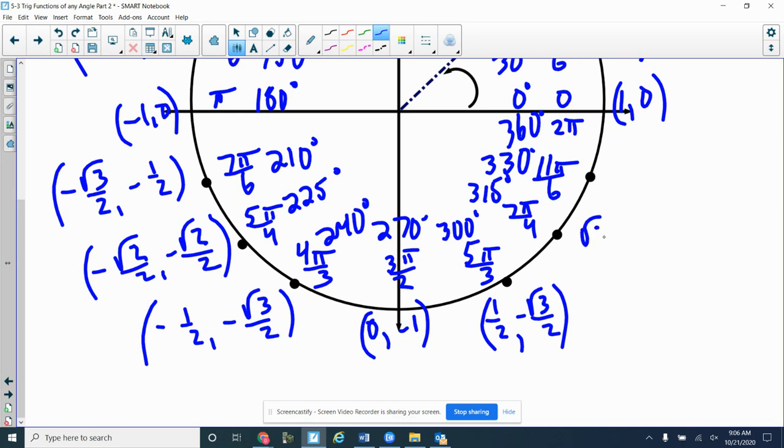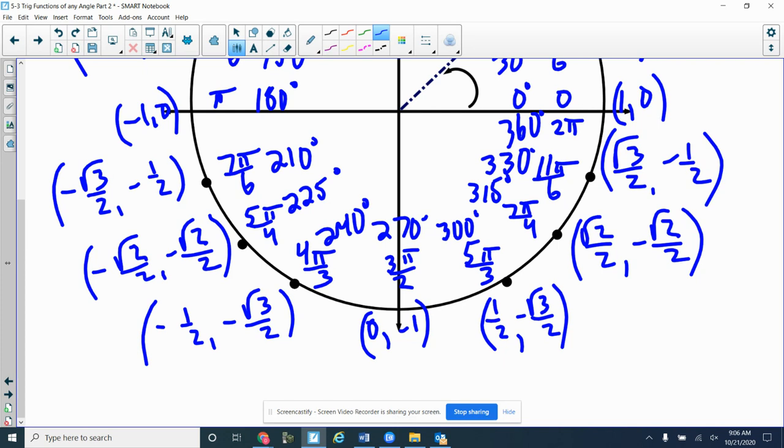This is radical 2 over 2, negative radical 2 over 2. So over here in the fourth quadrant, remember we went around that whole All Students Take Calculus thing? We're using that. Down here in the fourth quadrant, the x value is positive and the y value is negative. So this last one would be radical 3 over 2, negative 1/2.